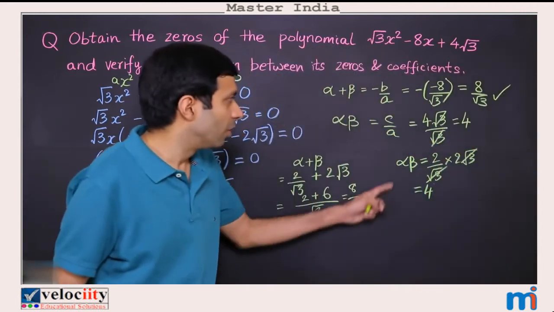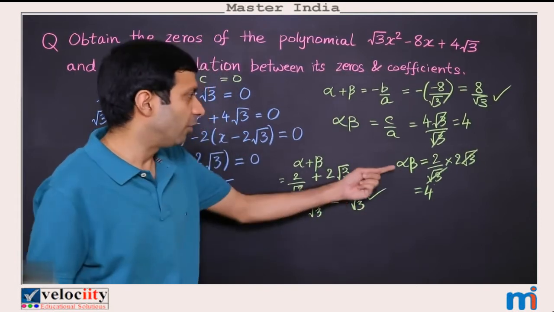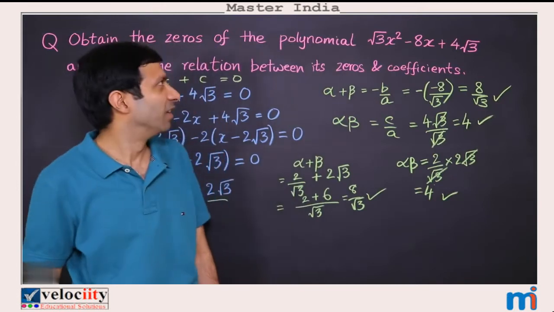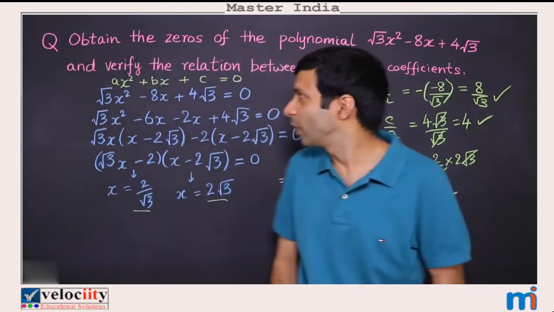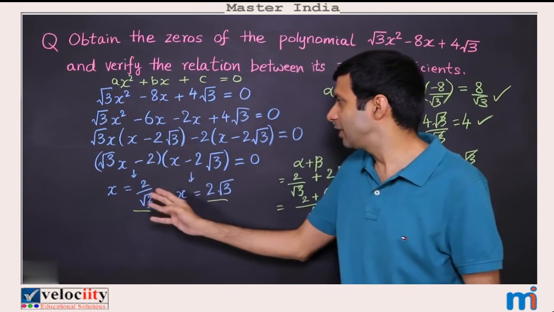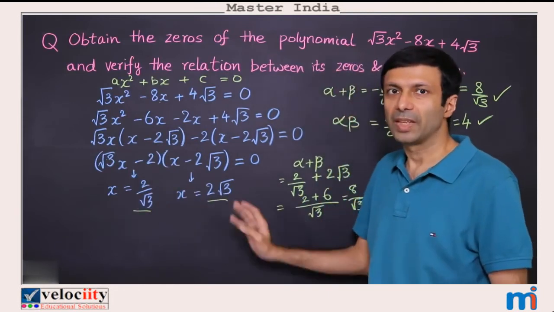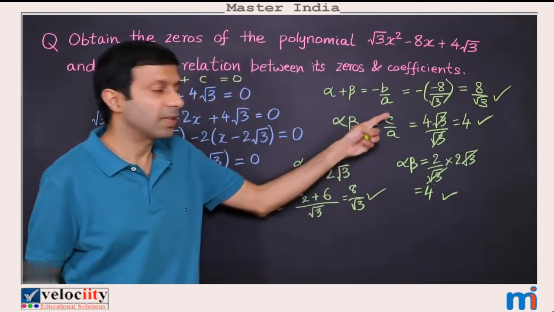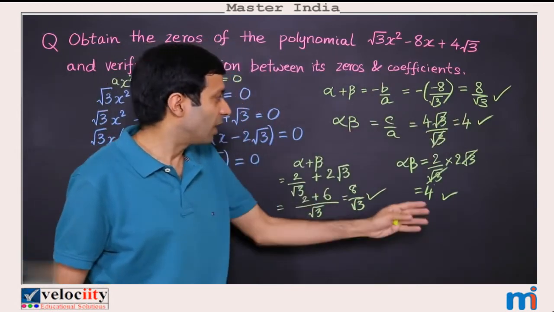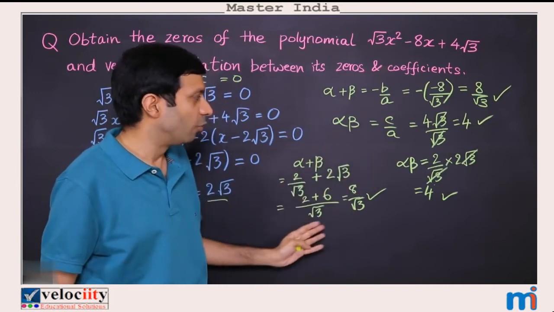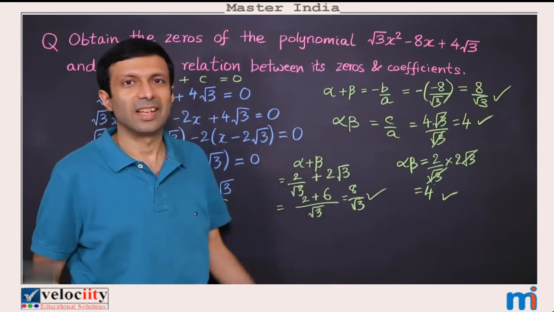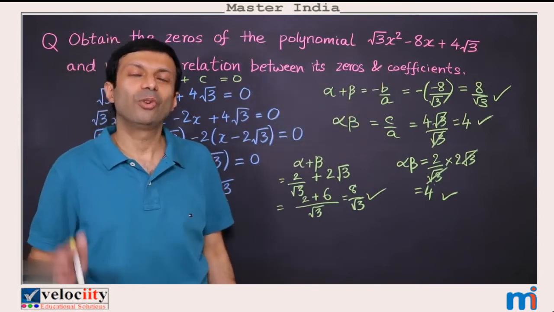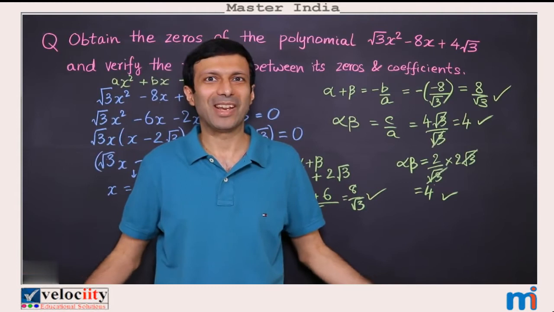So here if you take a look, we got alpha beta by using the zeros as 4, and that matches exactly what we got in our relation. So that's the main thing here in this question. First we used factorization and we solved for the zeros, and then we used our formula alpha plus beta equals minus b by a, alpha beta equals c by a, and got the values and verified that from the roots itself. And so you can see that it's matching. So the relation between the zeros and the coefficients is also verified here. So it's pretty simple, right?